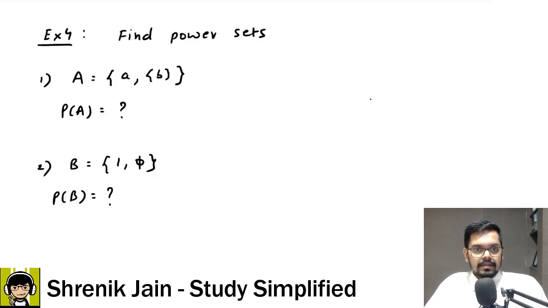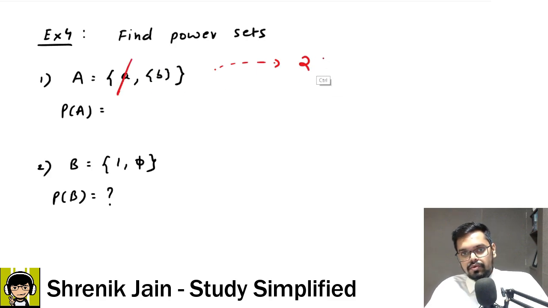If yes, then let us go to the next example. Find power sets. A is equal to the set that has the elements A comma set B. So can you find the power set? Power set is what? 2 to the power n. So if I check here, 2 to the power, how many elements? 1 and 2. So 2 to the power 2, there should be 4 subsets. So what are those 4 subsets?